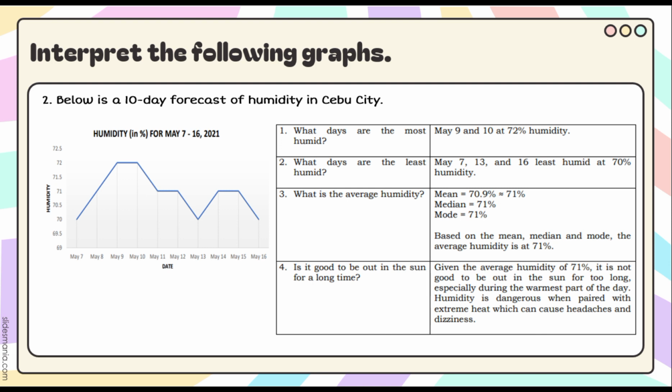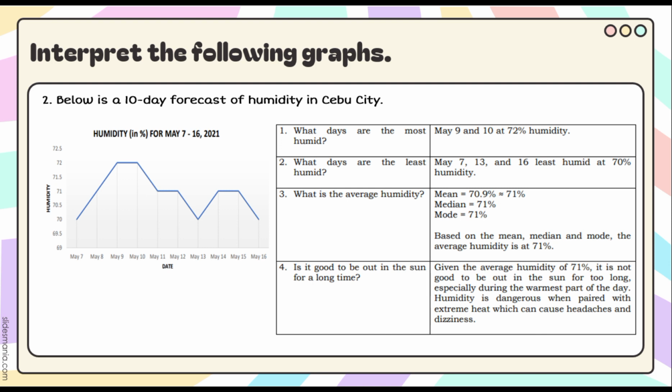So to solve that, our mean is 70.9, or 71%. For our median, we have 71%. For our mode, we have 71%. So based on the mean, median, and mode, the average humidity is 71%.